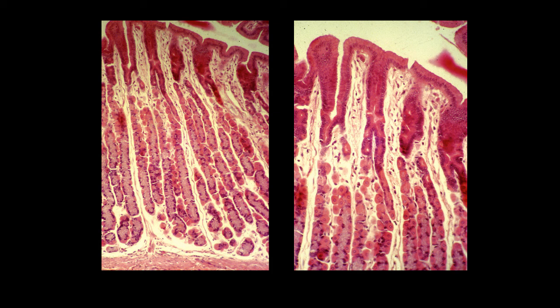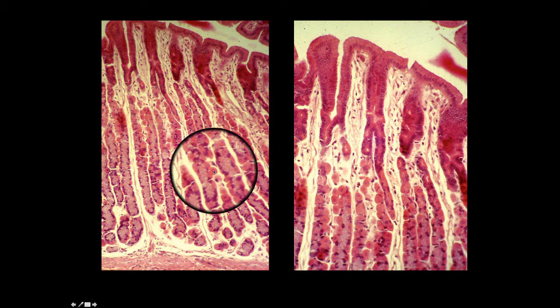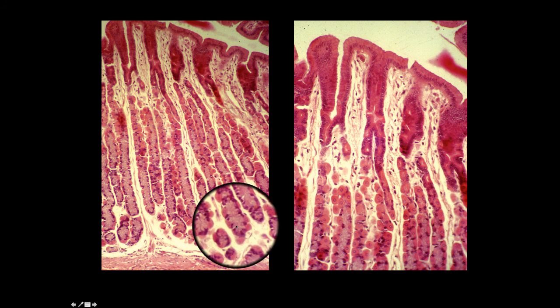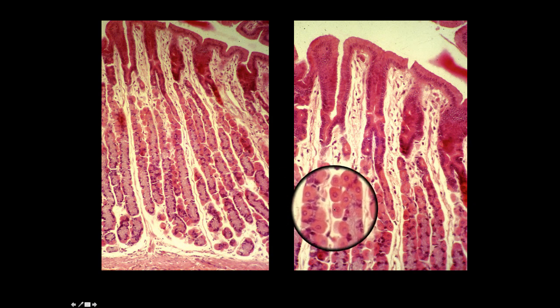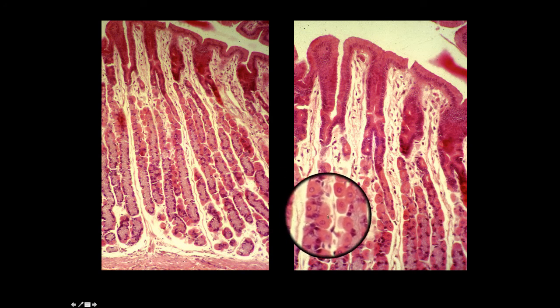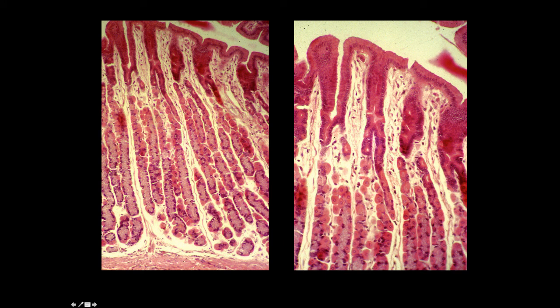Look at the nice distinction between the parietal cells and chief cells. Notice the fried egg appearance of these parietal cells. Very, very eosinophilic in nature. As I said, the parietal cells tend to be located more towards the top portions of the glands, but look, there are some that go very deep in the gland. And then the chief cells tend to be located more in the base of the gland, but look, there are some that go up a little bit higher in the gland.